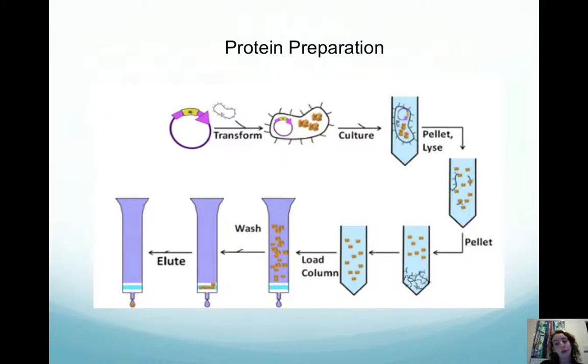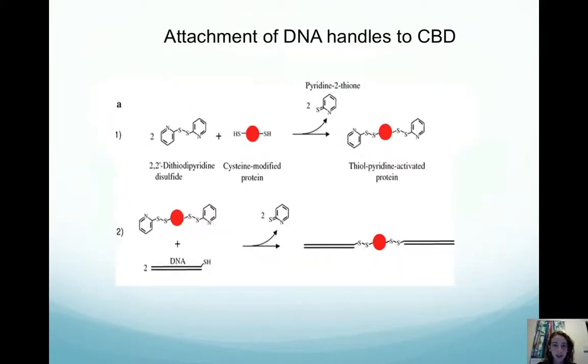So what we do, it's pretty standard. We transform into E. coli Rosetta cells and then induce them to express the protein. The cells are then lysed and pelleted, and the protein is purified on the nickel column. It's pretty standard. So now the next step is you need to attach the DNA handles to the protein, the core binding domain of sigma 54.